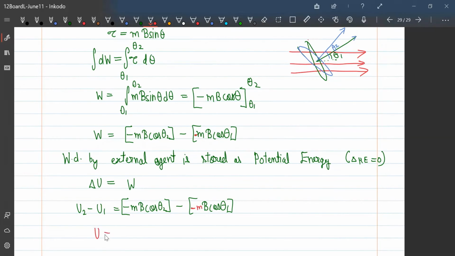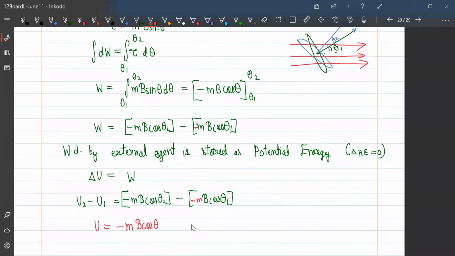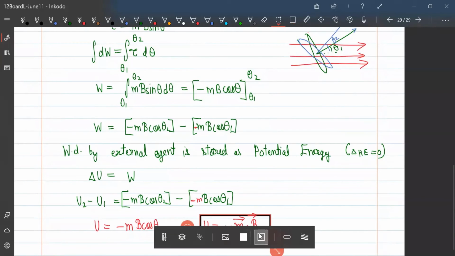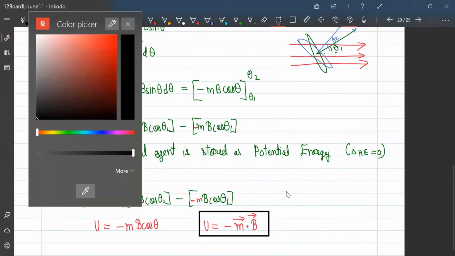So I can write potential energy is minus mB cos theta, where theta is the angle between the axis of the dipole and the magnetic field. And finally, we can write the potential energy of a magnetic dipole as minus m dot B, if I want to write it in vector form. That's the result that we are already using.